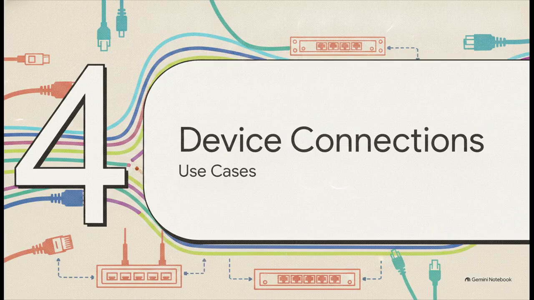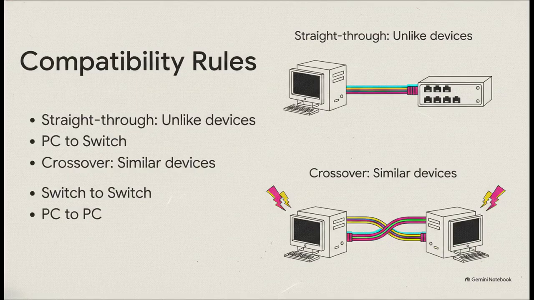So how do we apply this? That brings us to Section 4, Device Connections and Use Cases. Now that you're armed with a solid grasp of those internal architectures, here are the actionable golden rules for your troubleshooting toolkit. You use a straight-through cable when you're connecting unlike devices, say a PC host to a switch or a router to a switch.